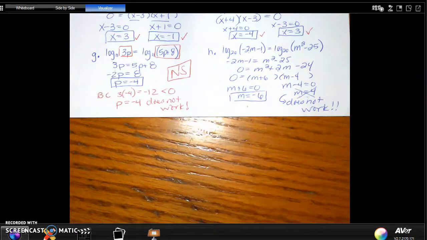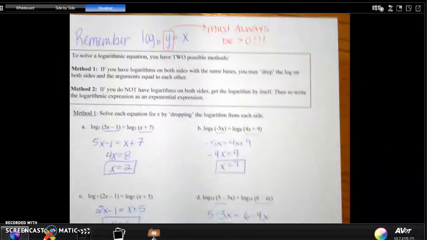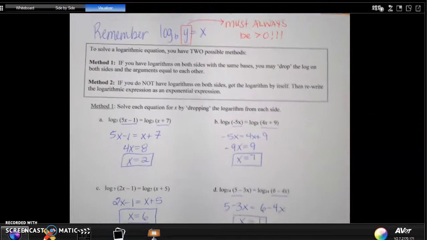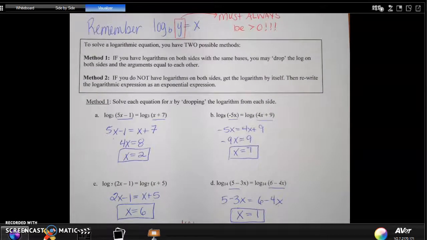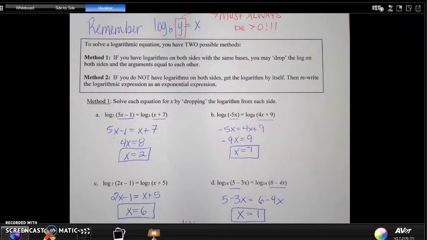Okay, so that again is our first method for solving logarithmics. This again is section 5.5 up. I have these posted for you on your module for chapter 5.